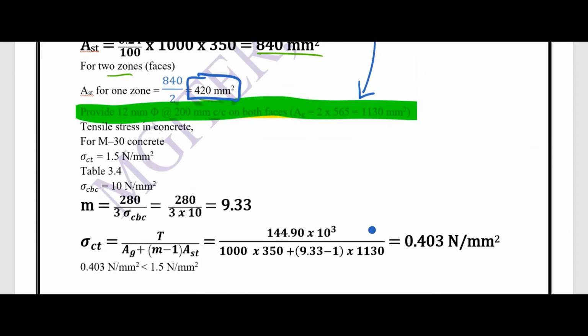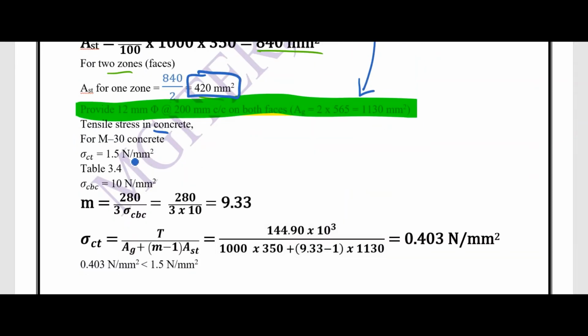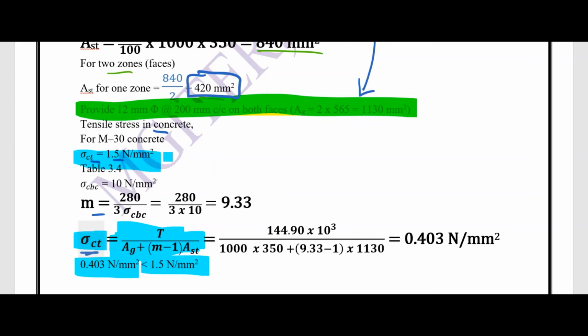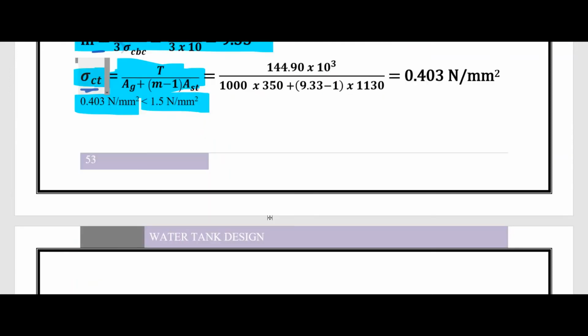Now we are going to calculate tensile stresses in the concrete. Sigma CT is 1.5. So sigma CT, there is the equation I discussed. What is AG, what is AST. So by this we can find out the CT, which is 0.403, which is less than 1.5. 1.5 we find from IS 456 2000, right? Sigma CT, sigma CBC, M. So here the design is safe.